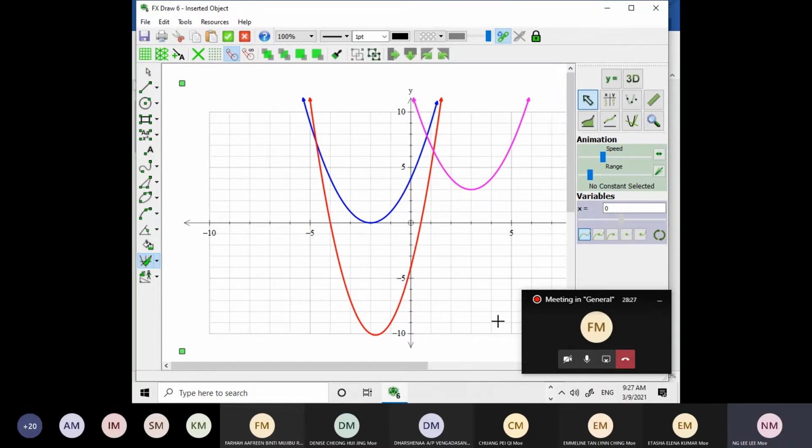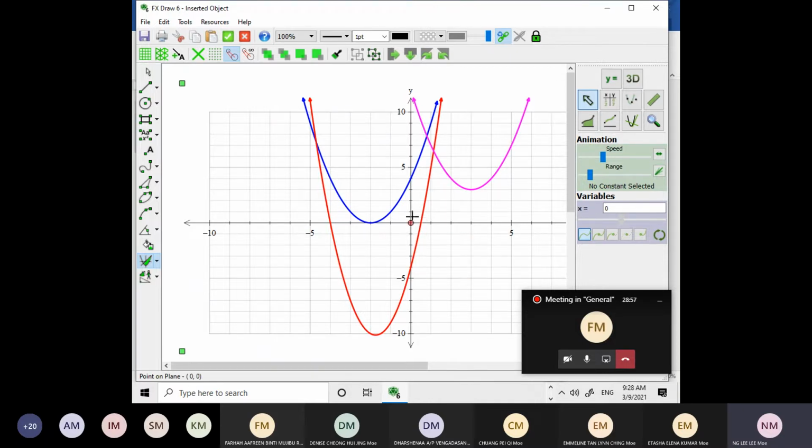Okay, which one is which? When I point the cursor here, this is 2x squared plus 7x minus 4. This is the second one. How about this? This is the first one. Now we see the blue color one, the first one, A. It touches the x-axis at only 1 point. See, only 1 point.